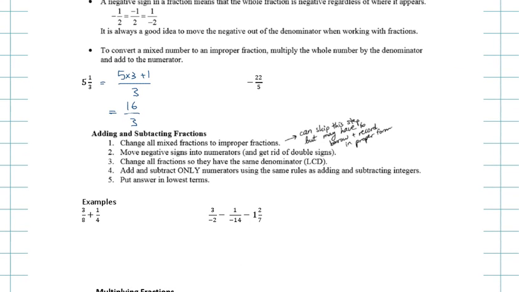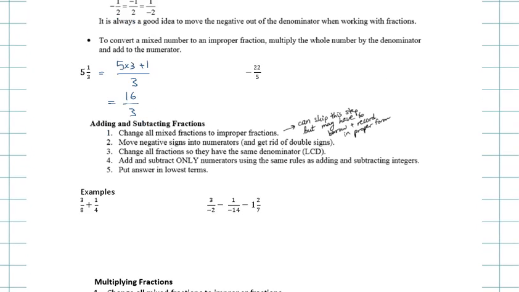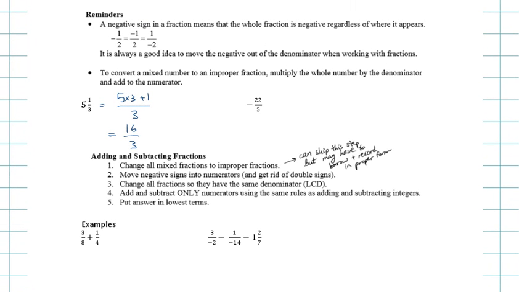Convert a mixed number to an improper fraction. Doesn't say anything else. It's already improper. Yeah. Are you guys okay with this? You want me to give you another one? Try here. Why don't you try 4 and 2/3.